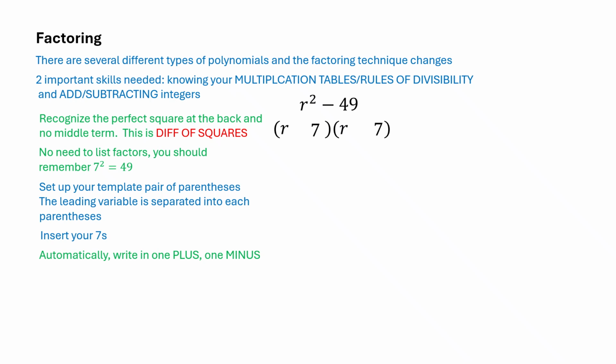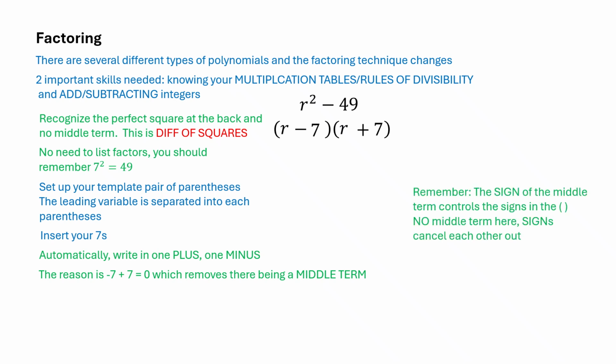And automatically write in 1 plus, 1 minus. Doesn't matter the order, plus could have come first, minus second, the numbers are the same. The reason is because a -7 plus a positive 7 equals 0, which removes there being a middle term. Remember, the sign in the middle term controls the signs in the parentheses. Since there's no middle term here, the signs actually cancel each other out because it's the same number.